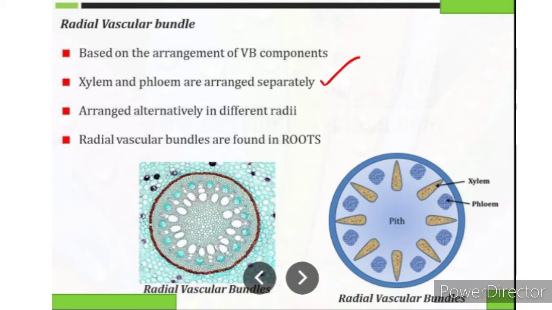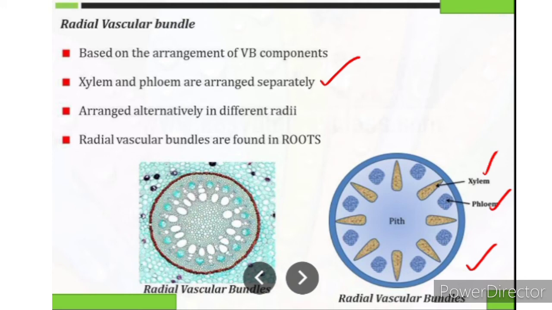They are present, as you see on the screen. Here is the radial type of vascular bundle where xylem and phloem are present in the vascular region in different or separate patches. They are arranged alternately in different radii. Here xylem is first present, then after xylem, then phloem. Such type of alternate arrangement we found in the vascular region. Such type of vascular bundle arrangement is known as radial type of vascular arrangement or radial type of vascular bundle.